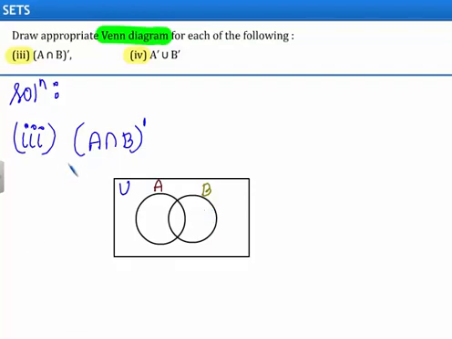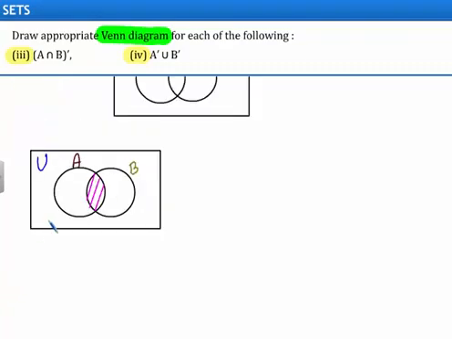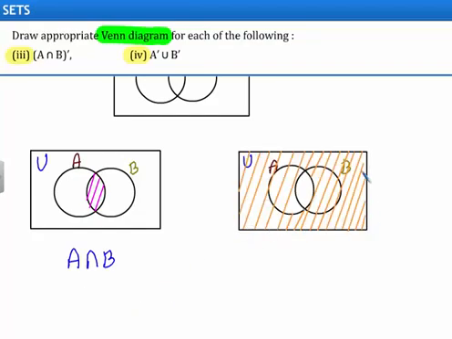To draw the Venn diagram representation of A intersection B complement, first let us draw the Venn diagram of A intersection B. This is the representation of A intersection B by Venn diagram. The shaded portion represents A intersection B. In this diagram, the shaded portion represents complement of A intersection B.